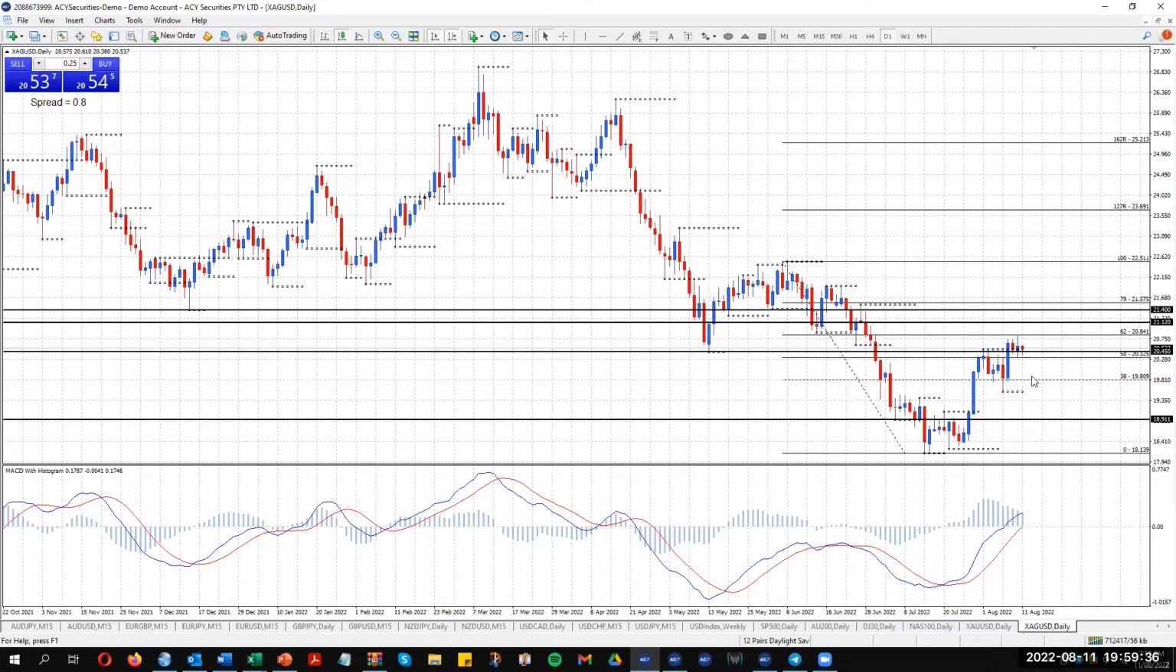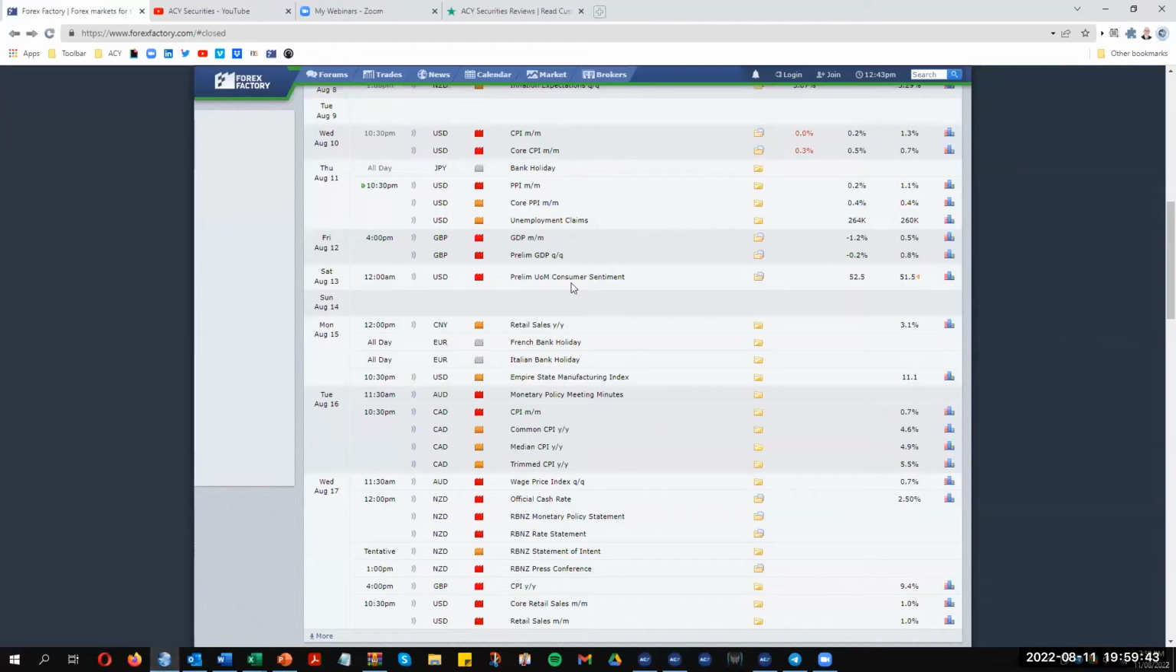We've got the news data coming out 10:30. I'll just refresh my memory. It's the US PPI. Here we go. This one just here. 10:30 p.m. That's New South Wales time. That's in 2.5 hours. Tomorrow we've got the UK GDP. Midnight, moving into Saturday, we've got the US prelim UoM consumer sentiment. All right. So be aware of that news item coming out today.